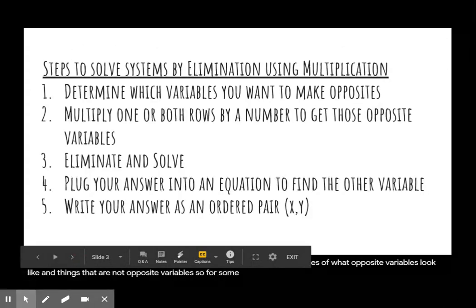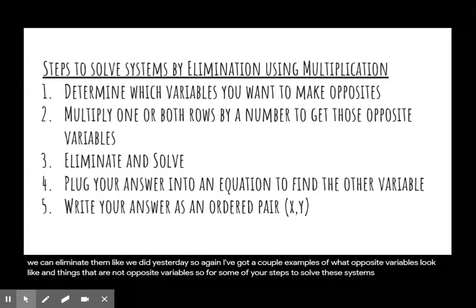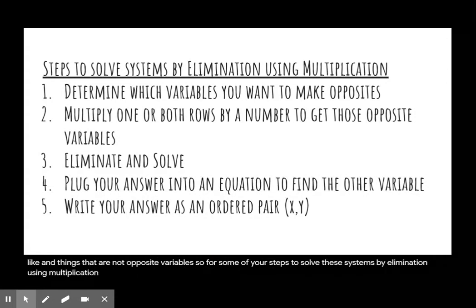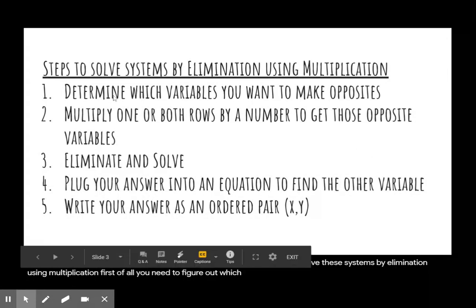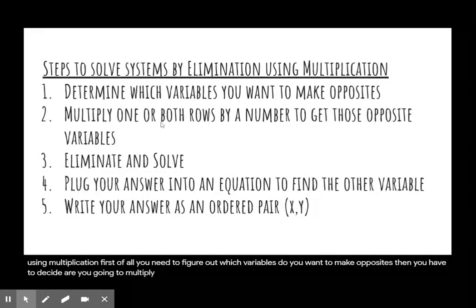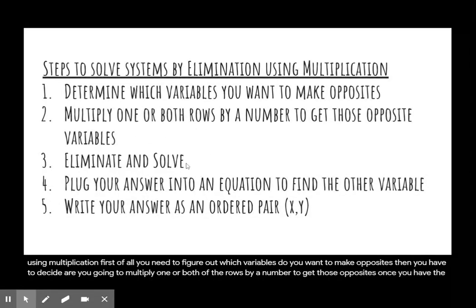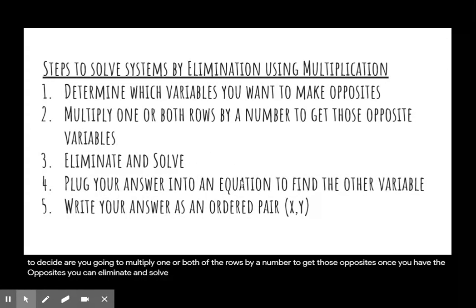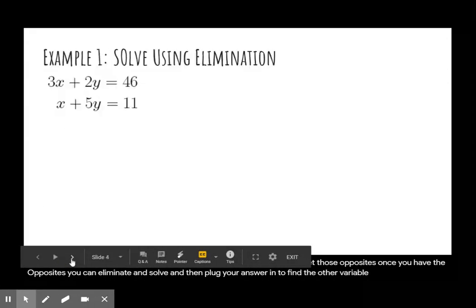For some of your steps to solve these systems by elimination using multiplication, first of all, you need to figure out which variables you want to make opposites. Then you have to decide, are you going to multiply one or both of the rows by a number to get those opposites? Once you have the opposites, you can eliminate and solve, and then plug your answer in to find the other variable. Let's take a look at an example.